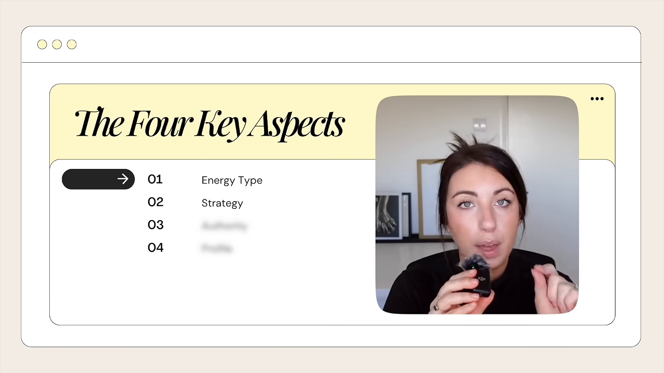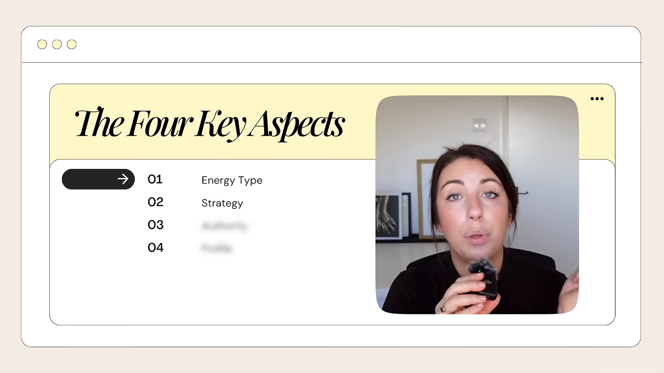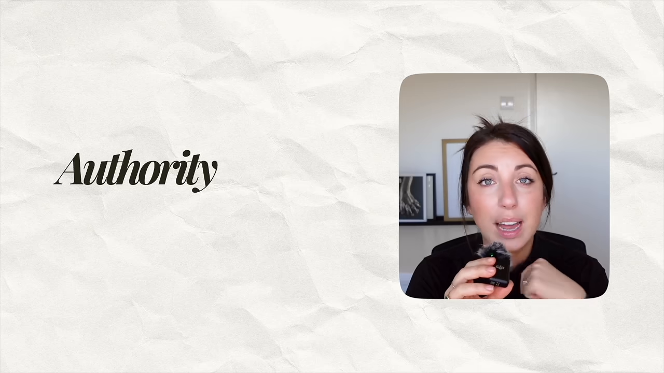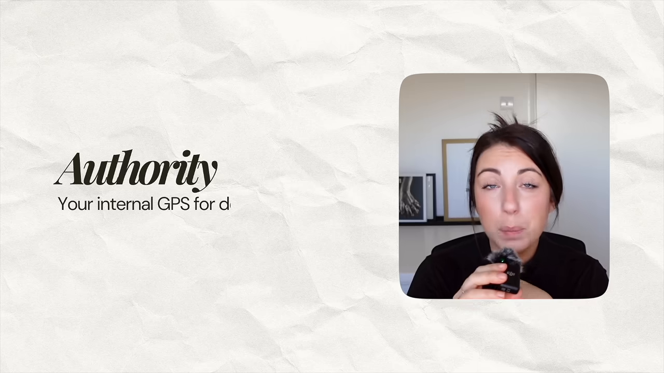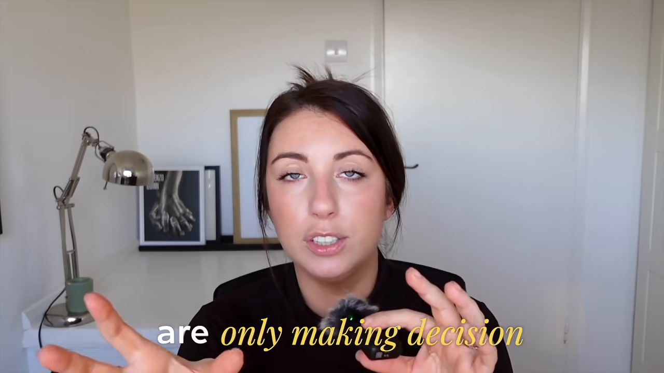Number 3, the third most important thing that you actually need to know about your human design is your authority. And this is where it gets really good, because your authority is your internal built-in GPS for decision making. Most of us are only making decisions by using our minds, by thinking things through, by doing research, by asking the experts, by writing pros and cons lists.